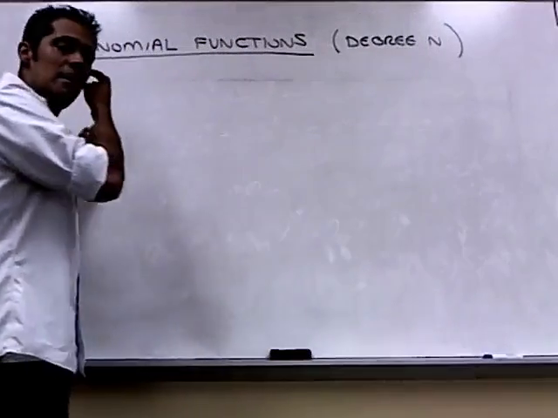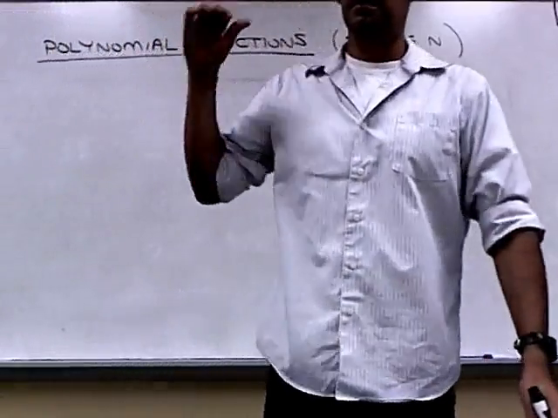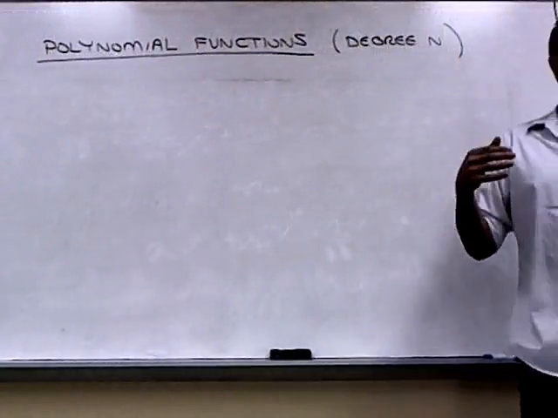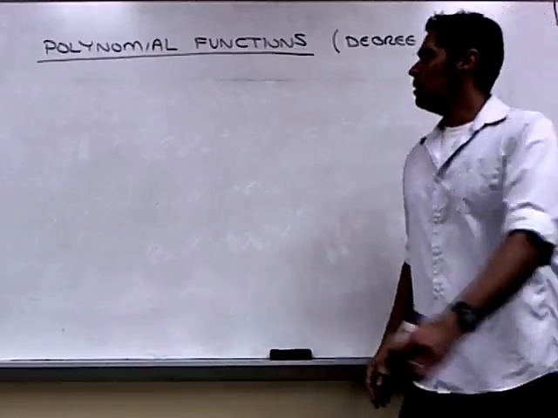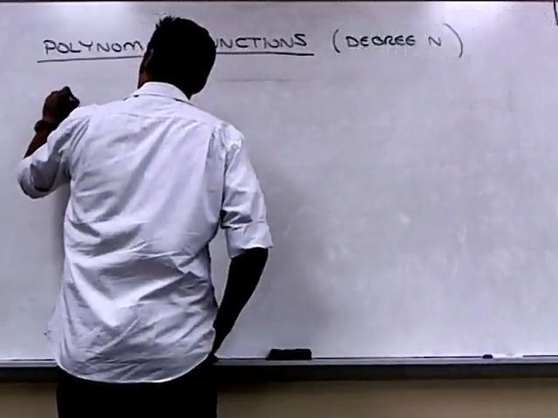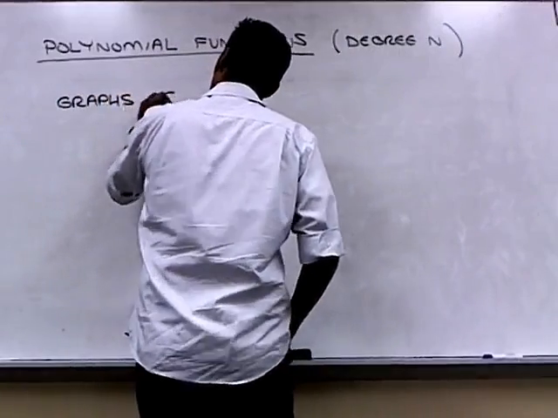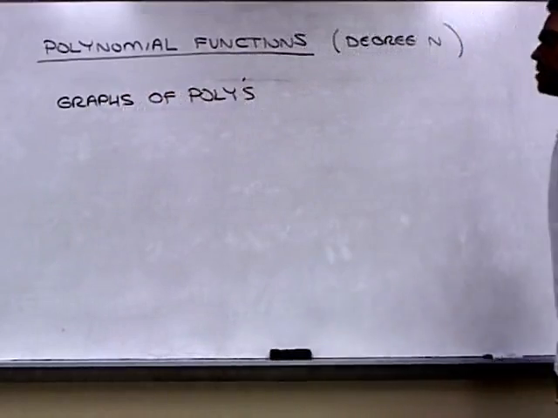So we know what a general polynomial function looks like. Everything that we've been doing last class has been a polynomial function. So the question is, what do the graphs of these look like, right? What do they look like? So the graphs have some properties. I'm just going to say polys, okay? Graphs of polys.